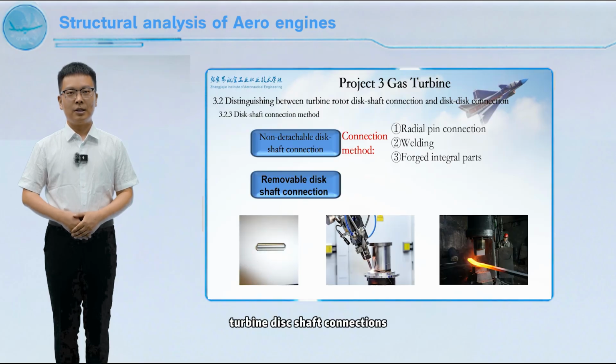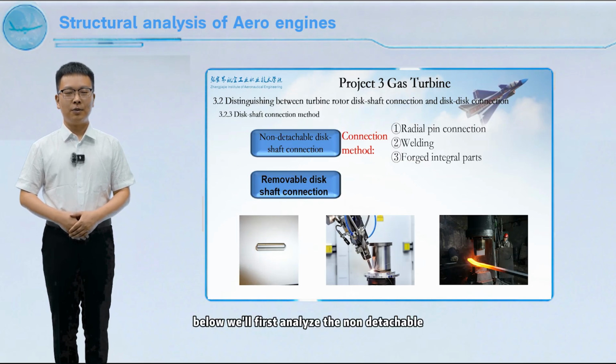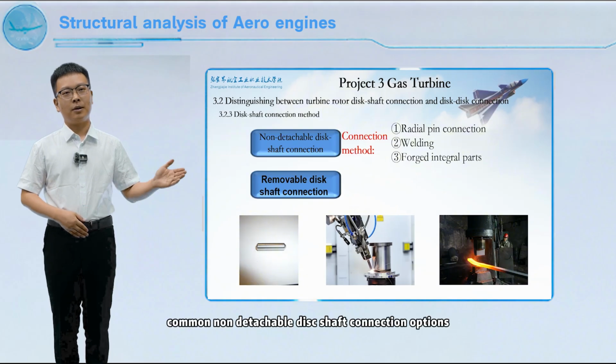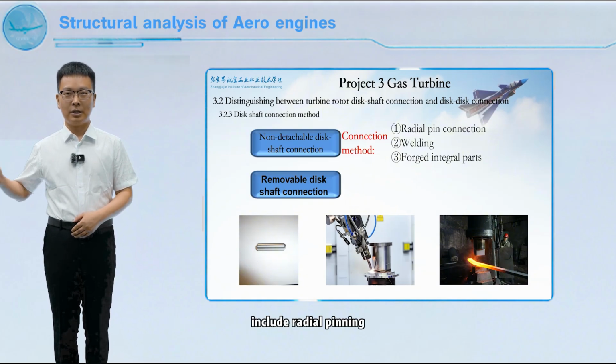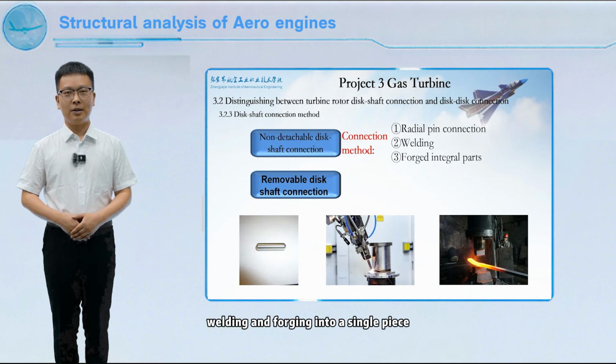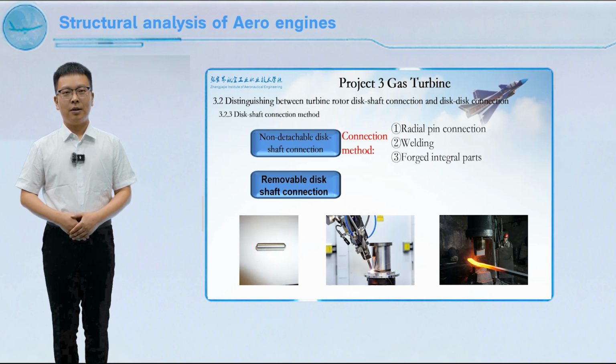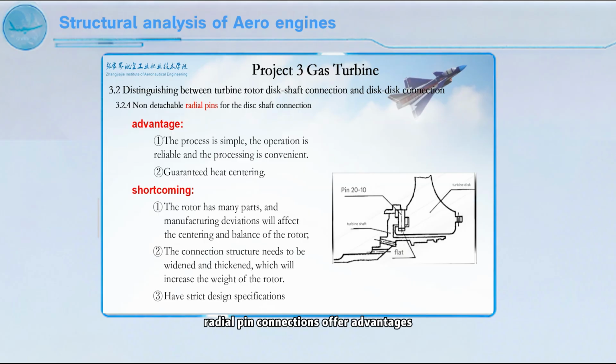Turbine disc shaft connections are generally categorized as either non-detachable or detachable. Below, we'll first analyze the non-detachable disc shaft connection. Common non-detachable disc shaft connection options include radial pinning, welding, and forging into a single piece. Radial pin connections offer advantages such as simple processing, reliable operation, and easy machining. They also ensure thermal centering of the rotor.